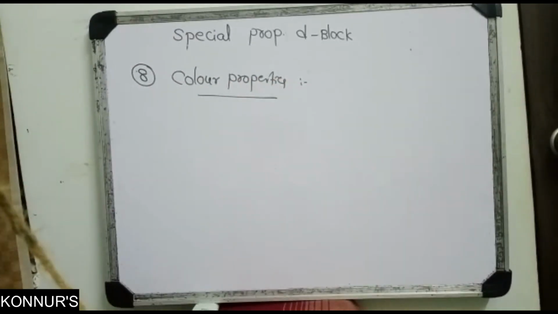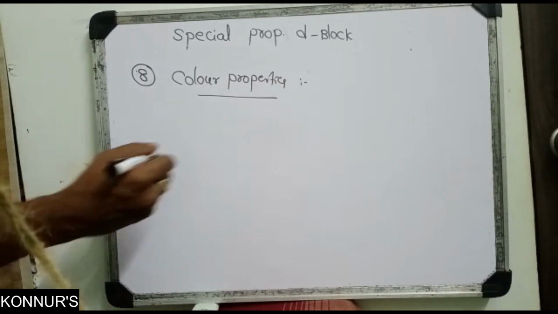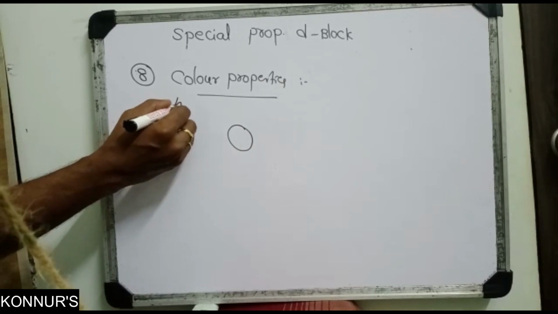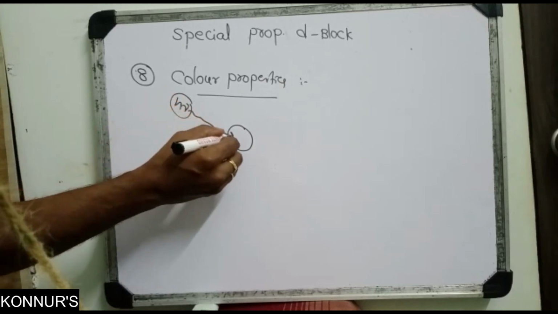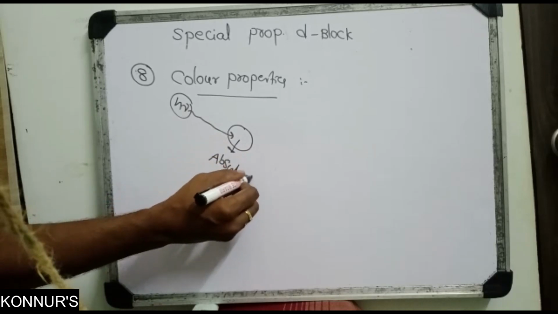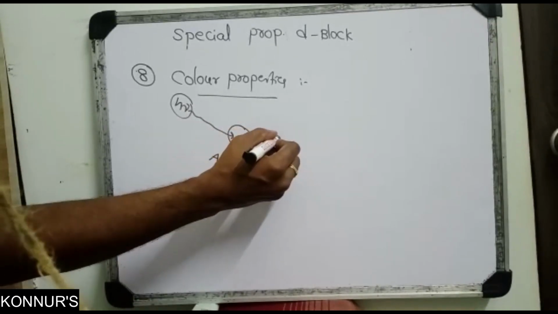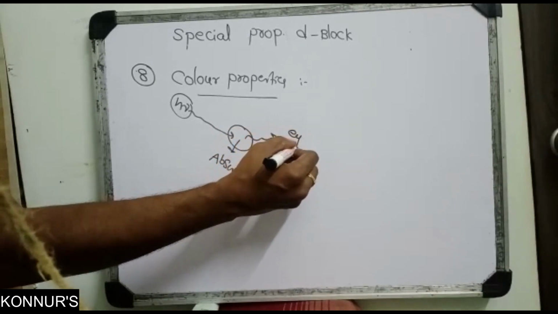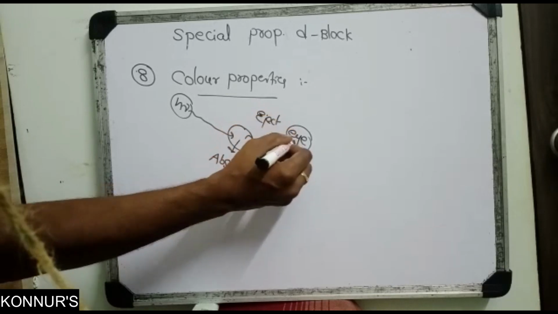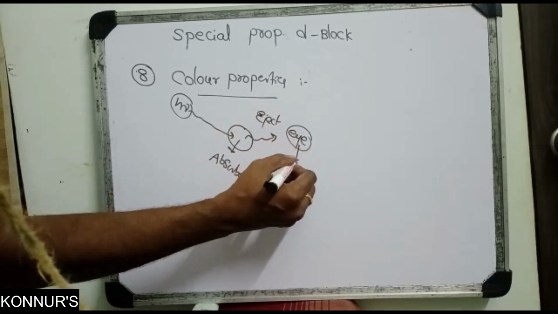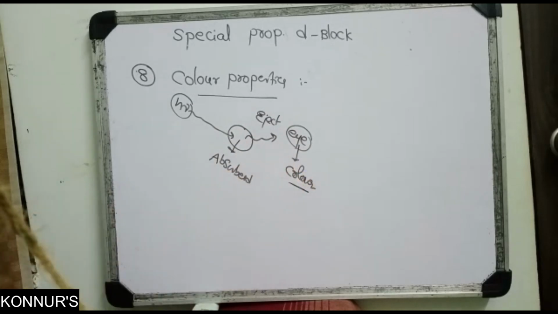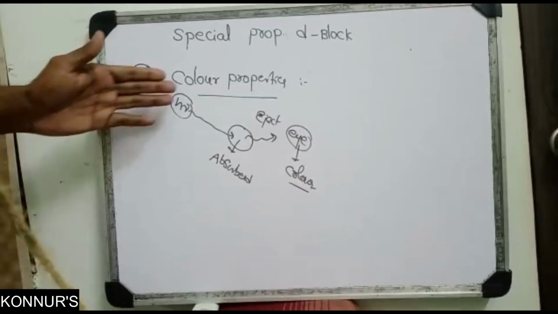First of all, we must know how color comes about. Suppose you take one object and send some light onto it. Some light is absorbed and some light is ejected from it. This ejected light falls on our eye, and we see it as a color. That is the basic point of color.